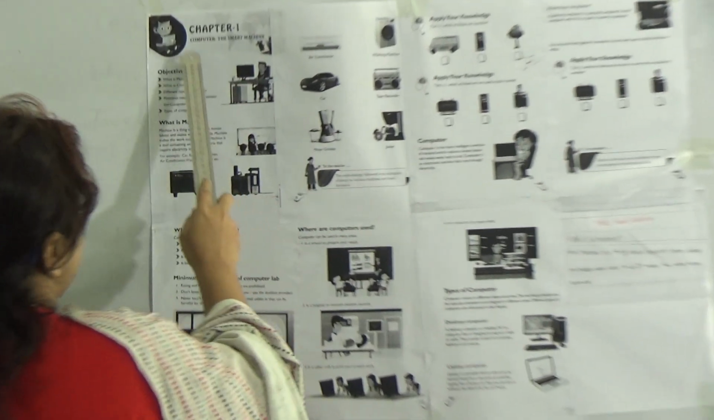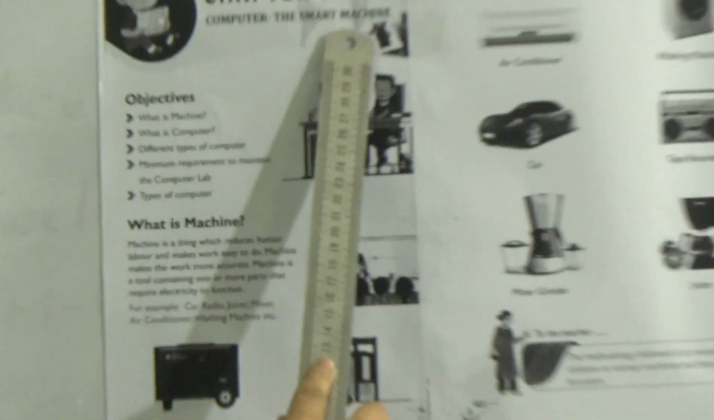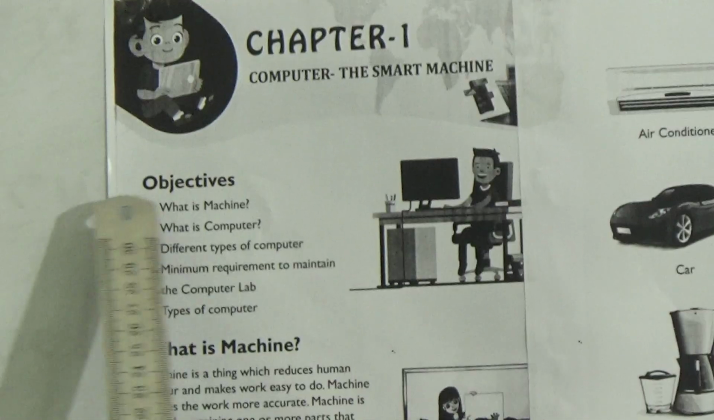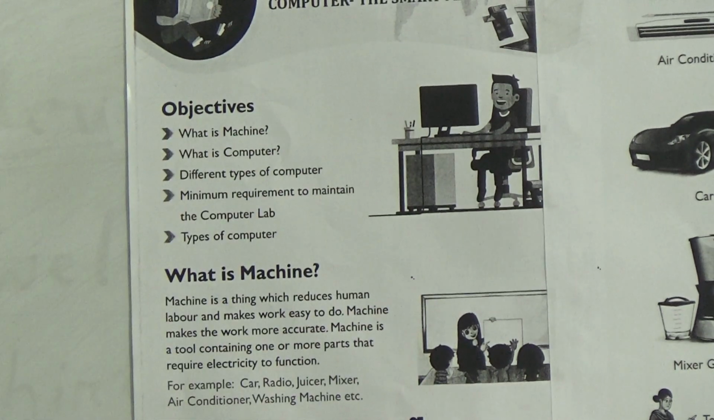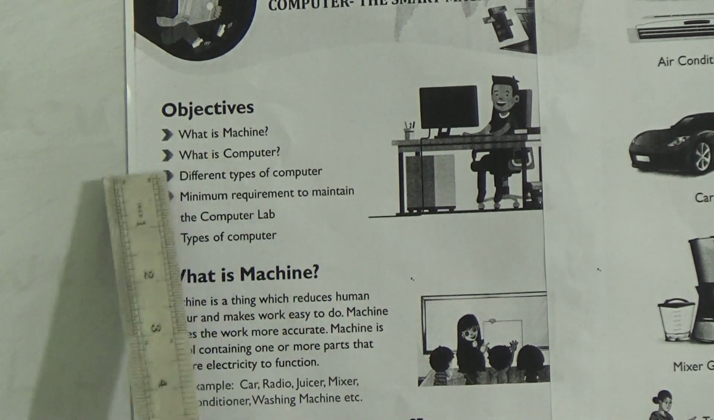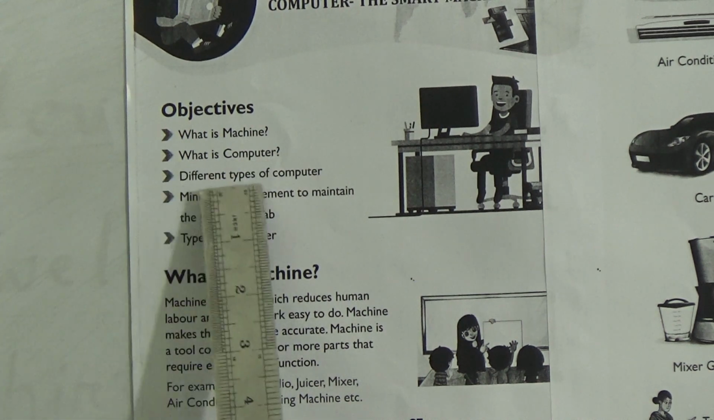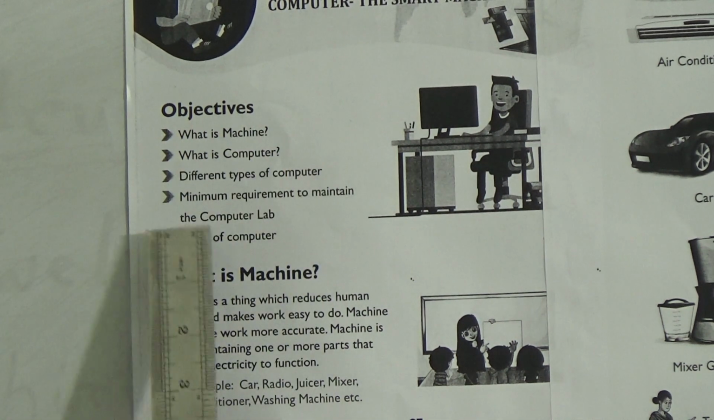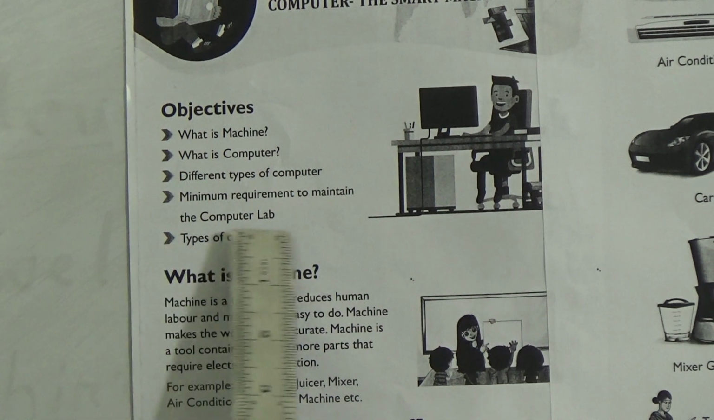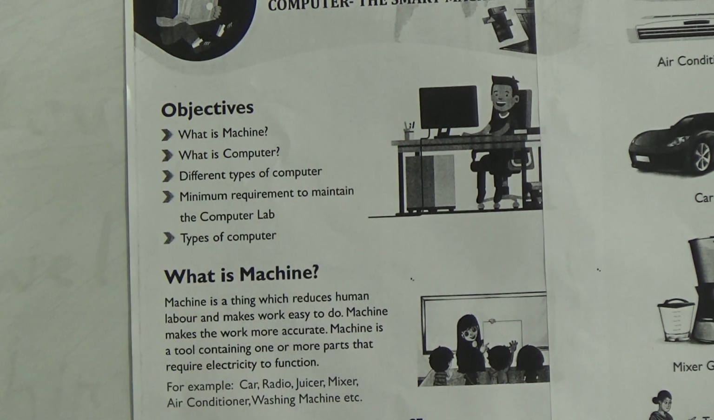Chapter 1. Our chapter 1 name is The Smart Machine. That is our learning objectives. Our learning objectives are what is machine, what is computer, different types of computer, and minimum requirement to maintain the computer lab and types of computer.